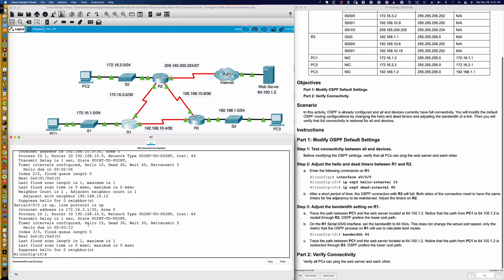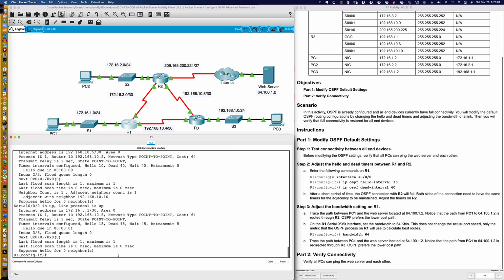You can see that the hello is 15 and the dead is now 30. Now take a look at the wait time. The wait time changed to match the dead interval. Is that what happened there? Well, we can easily find that out. Let's change this to 45, to say that if we miss 3 hello packets, the adjacency is going to go down. And lo and behold, the wait time changes to match the dead time.